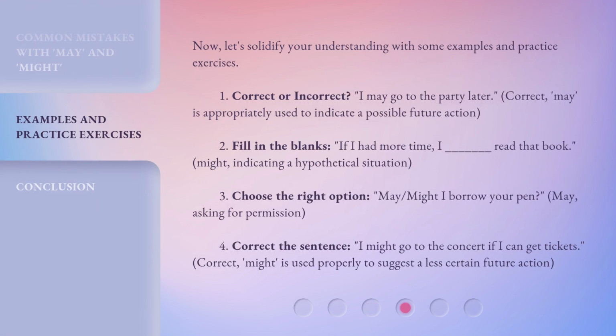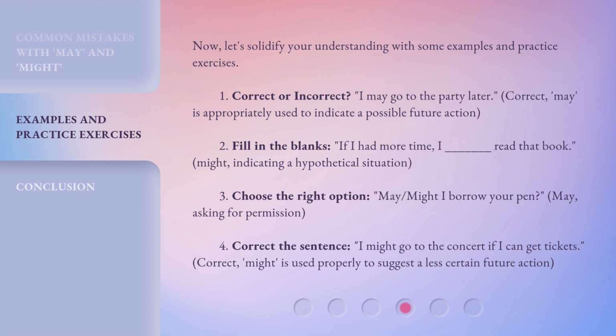Now, let's solidify your understanding with some examples and practice exercises. 1. Correct or incorrect? "I may go to the party later." Correct. May is appropriately used to indicate a possible future action. 2. Fill in the blanks. "If I had more time, I blank read that book." Might, indicating a hypothetical situation.